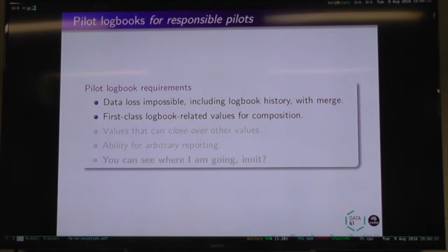All right, so then I further assert that we should be able to take these values as first class and decompose them. So for example, I could have a value of the type aircraft that talks about the properties of that aircraft, and I could use that in my logbook, that value. I could pass it around and so on. I can have function arguments. I can close over other values. I can report arbitrarily. So a lot of these comments that I was making fun of talk about how great the reporting is.